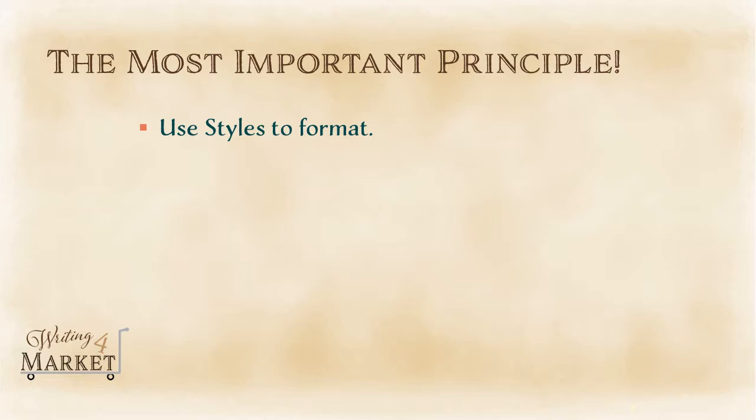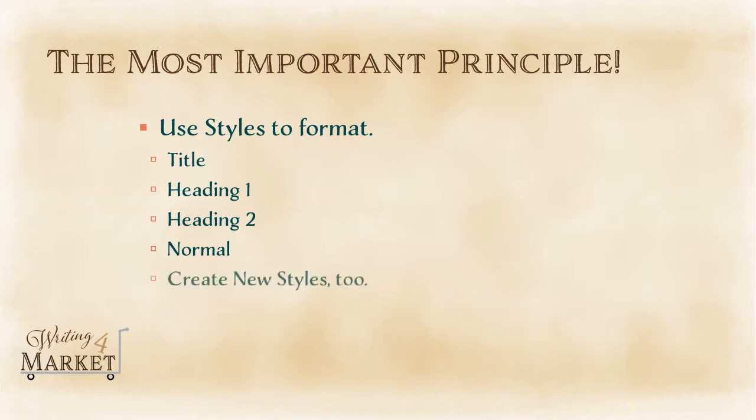So then you will give a style to the title. You'll give a style to heading 1. You'll give a style to heading 2. You'll give a style to normal if you change the default formatting of the body text. And you can also create new styles as well. Ultimately, the reason you do this is so you have professional, consistent formatting throughout your entire document. It's so easy to do. So let me show you.